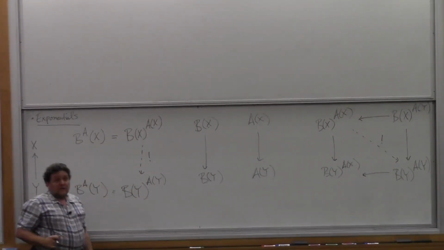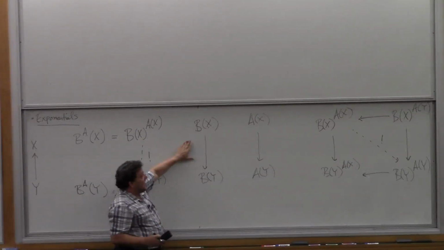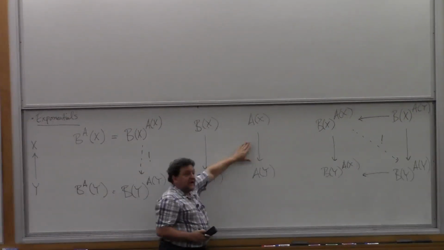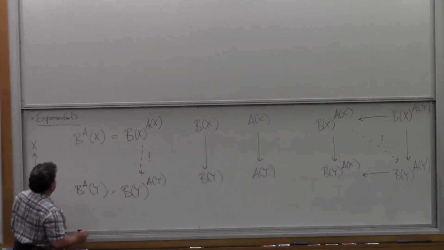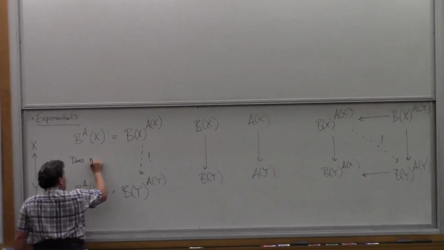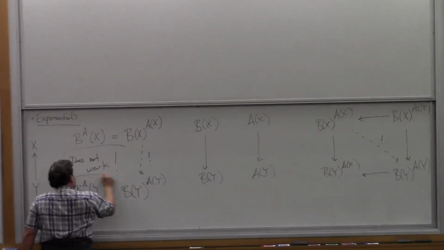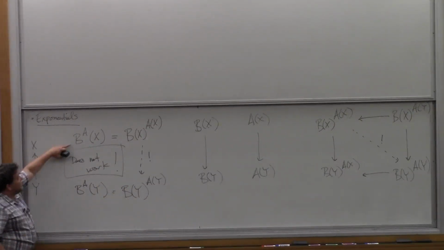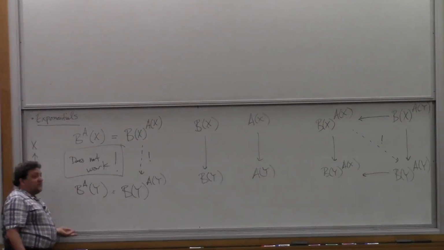Yeah? There's no obvious way of using the action on B and the action on A and putting them together to get an action on this exponent. So the result of this is that this does not work. So the exponent, if it exists for two functors, is not going to be given pointwise. So now what do we do?